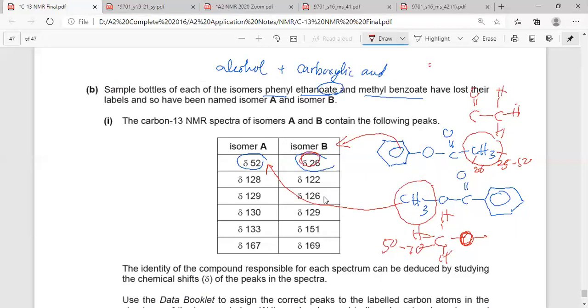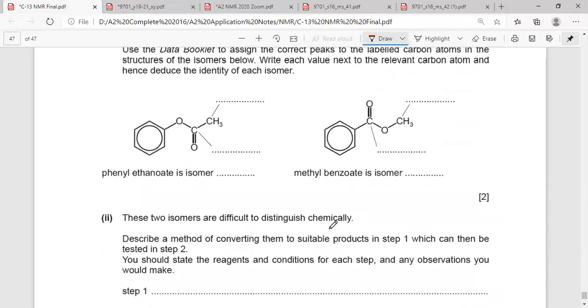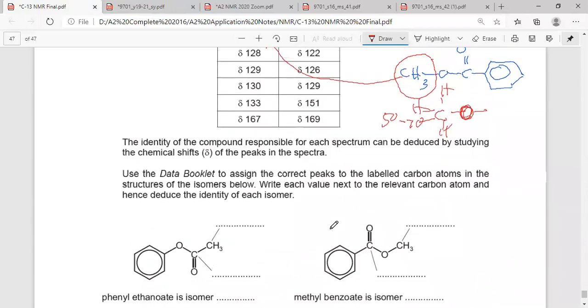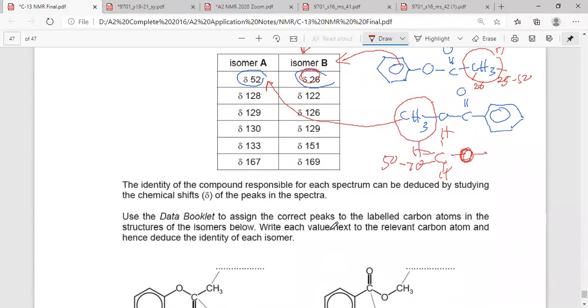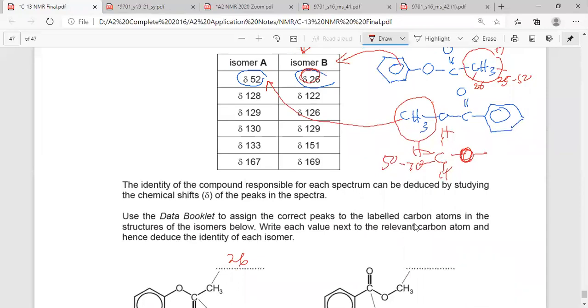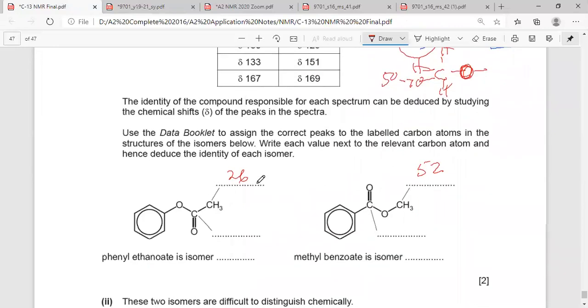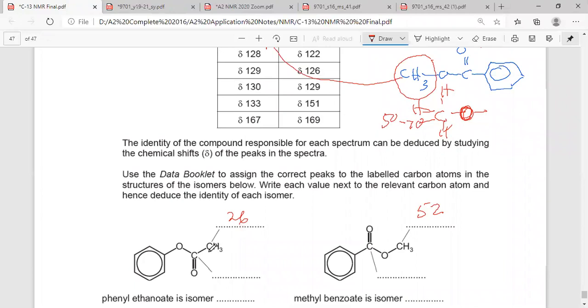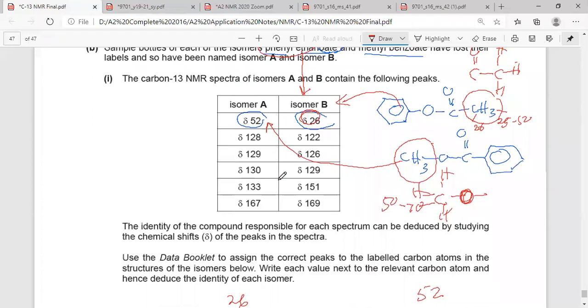B is phenyl ethanoate. So here, of course, you just put phenyl ethanoate, CH3. B is 26, and 52. Now, the difference is this carbon here. It's 26. The carbon here is 26.